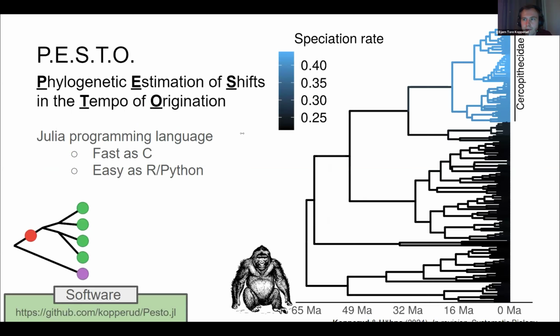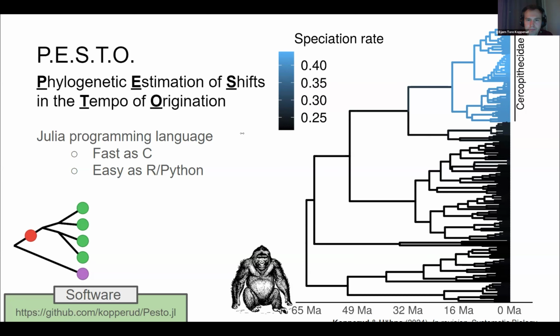We developed a software called PESTO, which is an acronym for phylogenetic estimation of shifts in the tempo of origination. If you run PESTO, you will get a result like this tree, where we painted the average speciation rate per branch with some color coding. Here, this is the phylogeny of the primates. We can see that there was a 50% increase in the speciation rate for the clade that leads up to the old world monkeys.